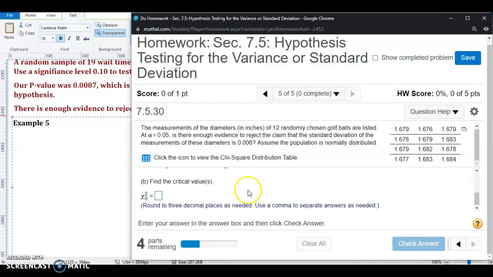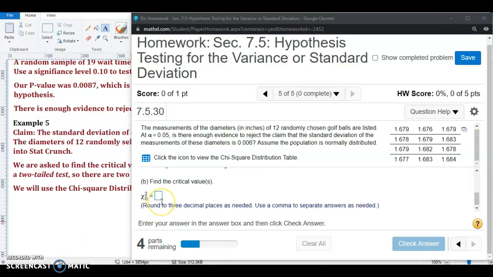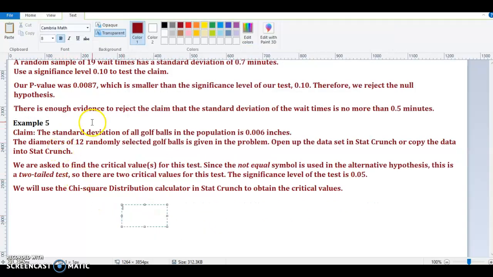Okay, so in this problem, we're going to identify the critical values, rather than find the p-value. So that's why this problem is going to be different than the two problems we did in the previous video. Okay, so before we find the critical values, I've quickly summarized the information given in the problem. So the claim is that the standard deviation of diameters of all golf balls in the population is 0.006 inches, and we have the diameters of 12 randomly selected golf balls in the problem.